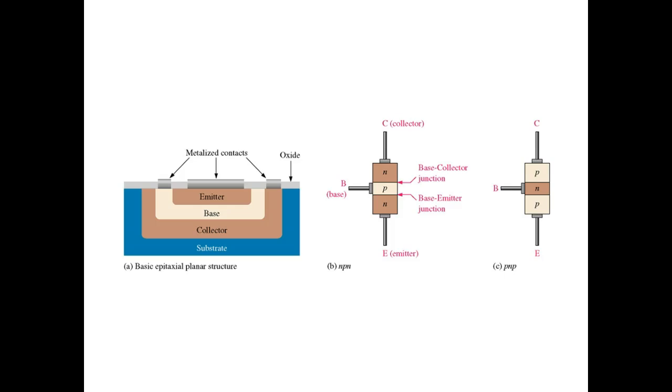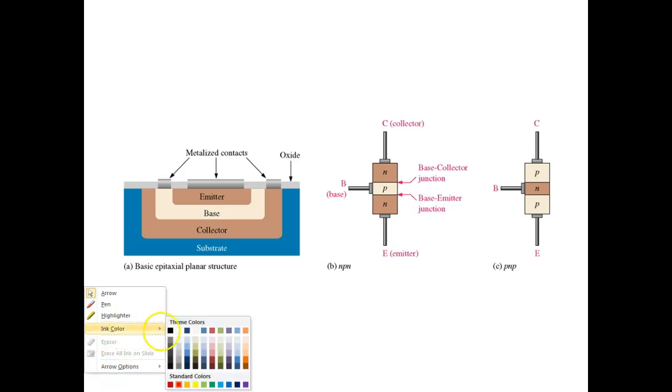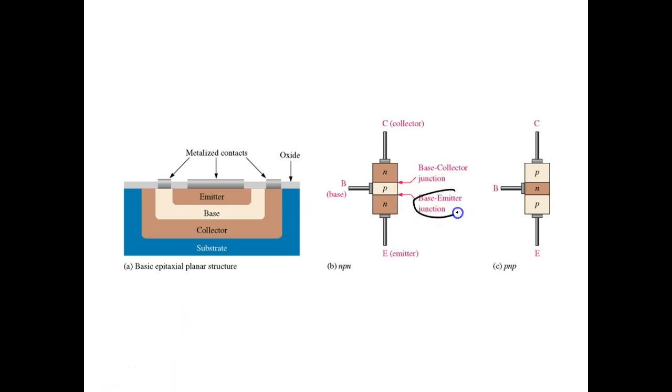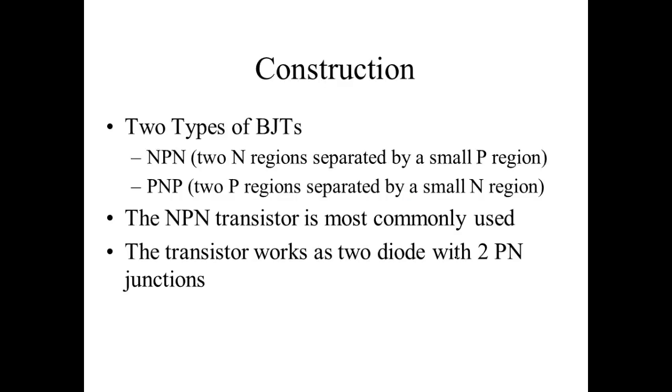And this is our junction right here. We call this junction the base to emitter junction, and we call this the collector base junction. And of course, to make this thing work, we have to forward bias the base to emitter, and we reverse bias the base to collector. We'll see why that causes things to happen.